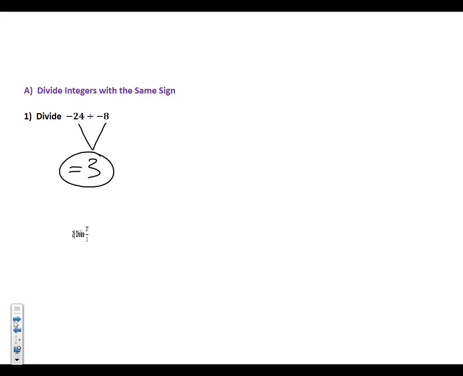Ladies and gentlemen, our next example, 27 divided by 3. Yes, that fraction bar is also a division bar. We are dividing. We have two positives, so we know that the answer is positive, and that answer, 27 divided by 3, is 9. Pretty straightforward.